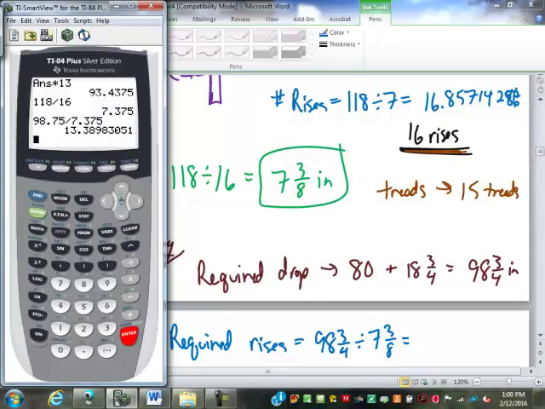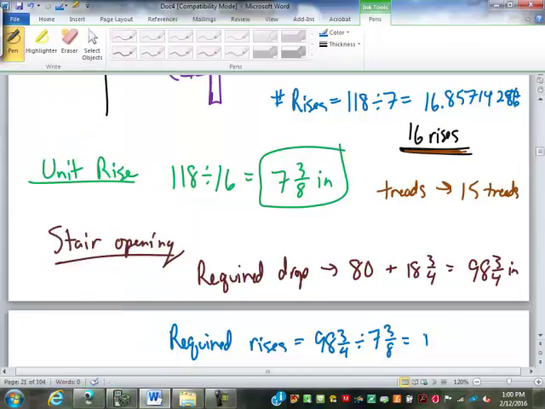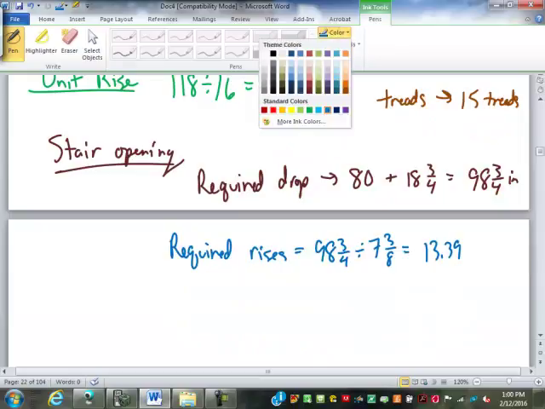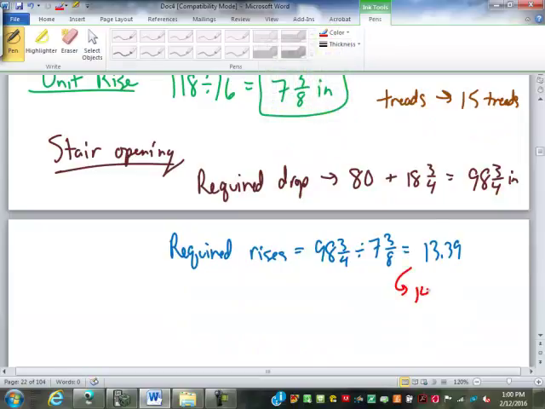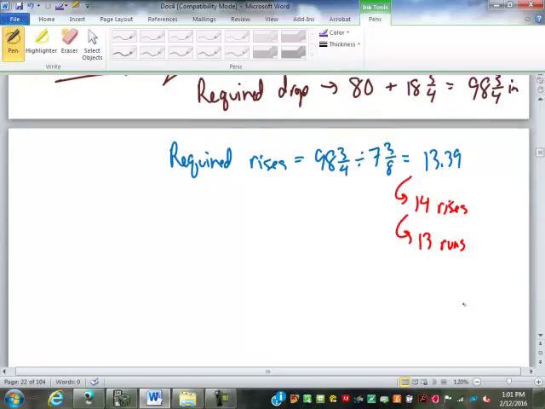Sorry, under 14, 13.38, 13.39. So that's going to round up to 14 rises, which means we're going to need 13 runs, correct? Now remember, 13 treads. The landing counts as a tread. So we have the landing here.